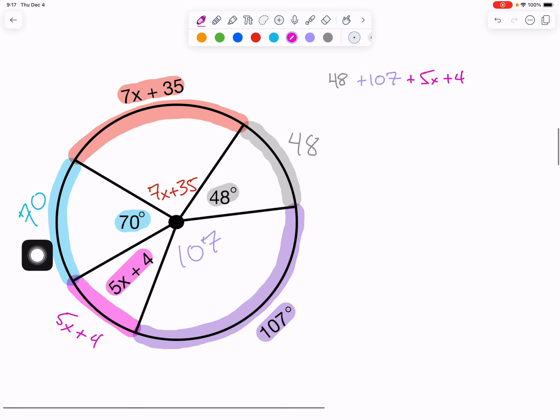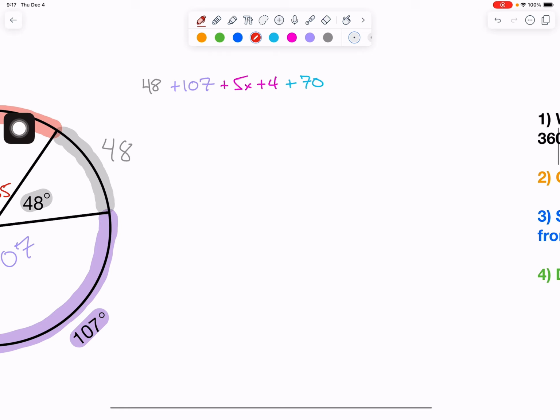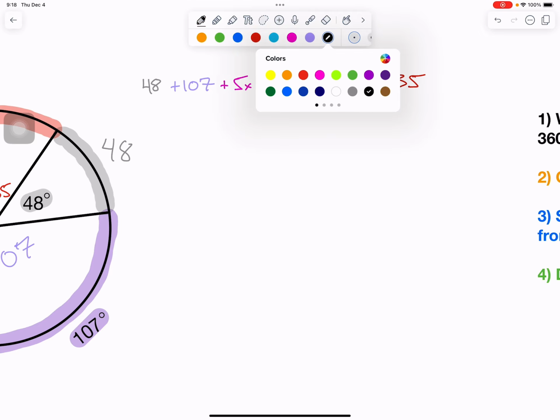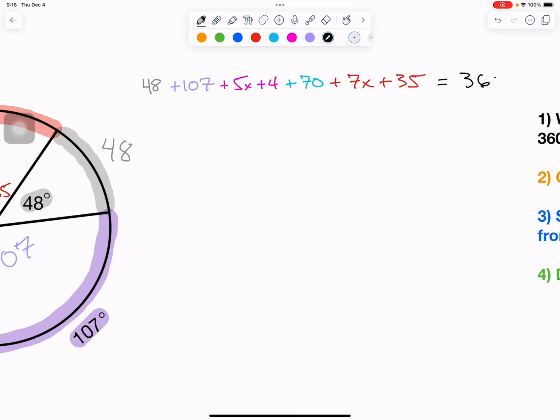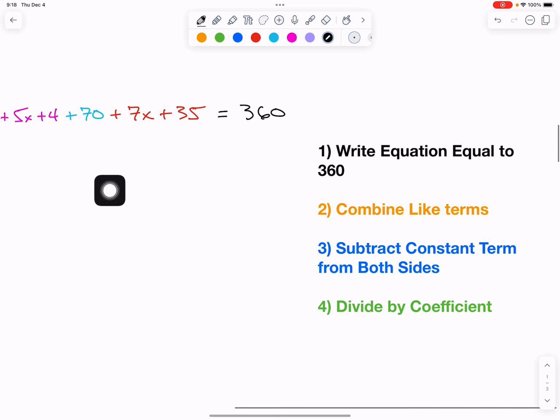Followed by our 70, as well as our 7x plus 35. Yes, I wrote that kind of small. I will zoom in just a moment. I do want to set that equal to, though, how many degrees? Yes, 360 degrees. And then step 2 will be to combine like terms.